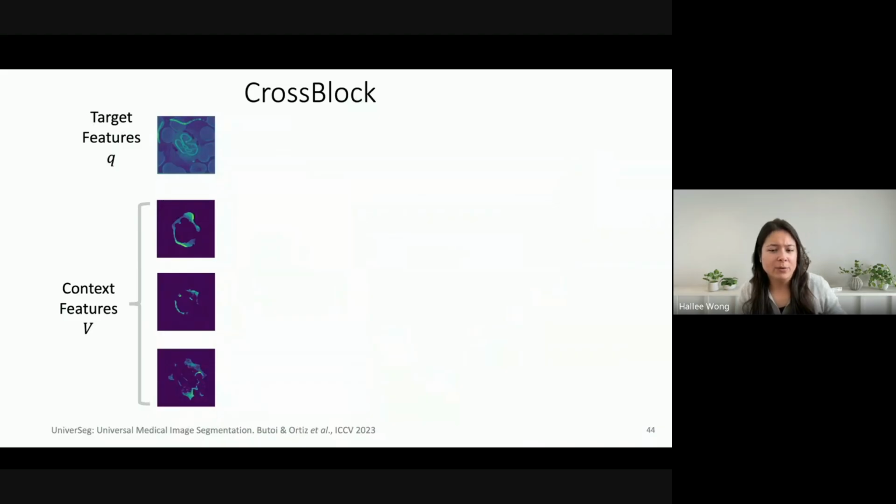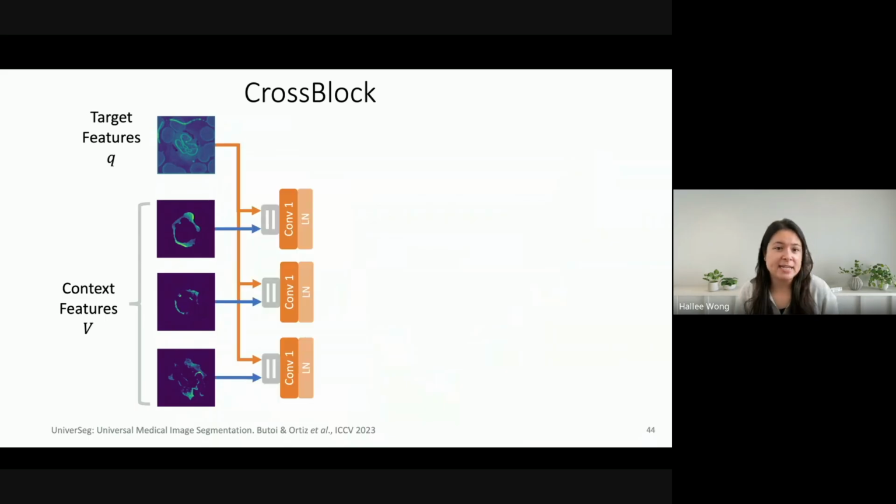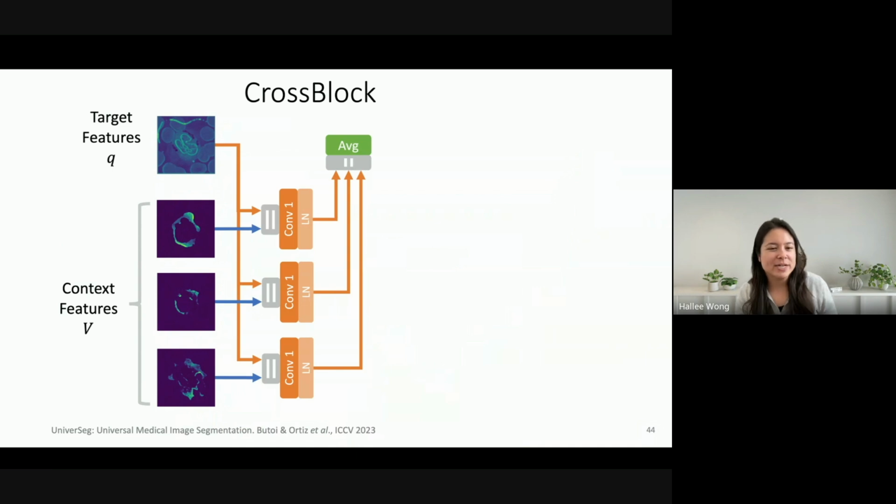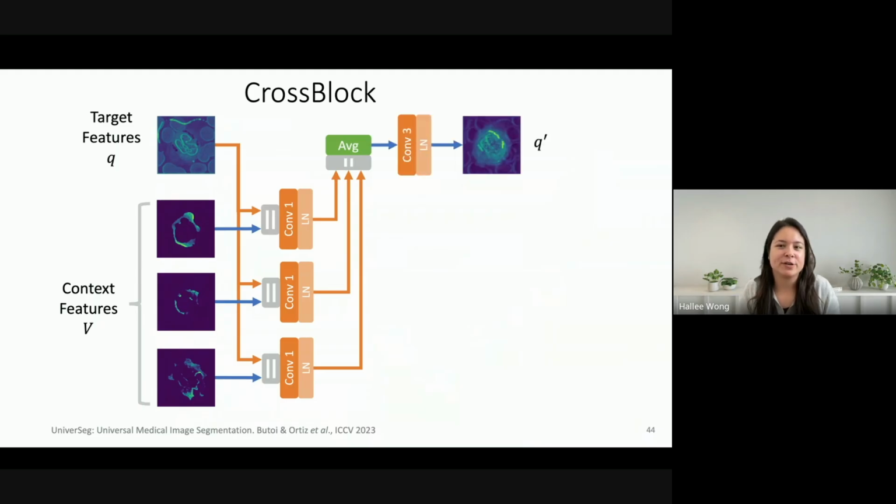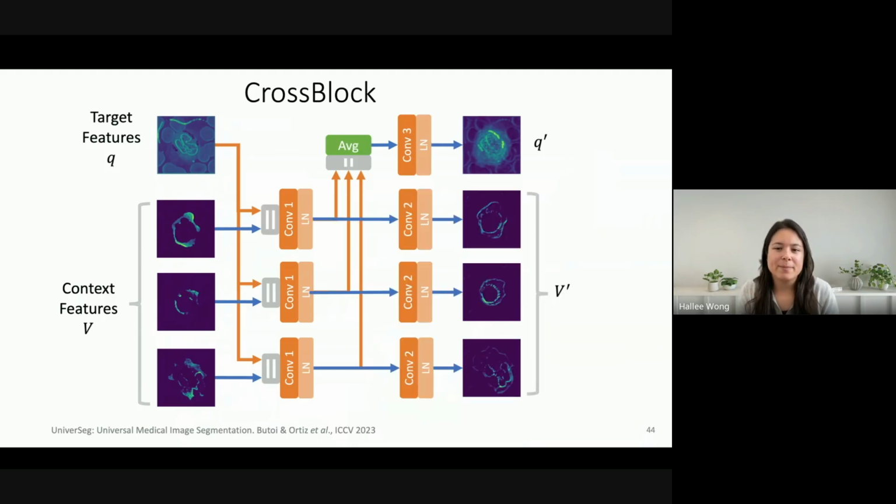Inside the cross block, we have the mechanism that shares information between the target features and the context features. The first step is that we concatenate the target features with each of the entries in the set of context features, and then we perform a convolution on each pair. Then we average across the context set and concatenate the result with the target features and perform another convolution to produce our updated target features. We also perform another convolution on each of the context set features to get updated context set features.